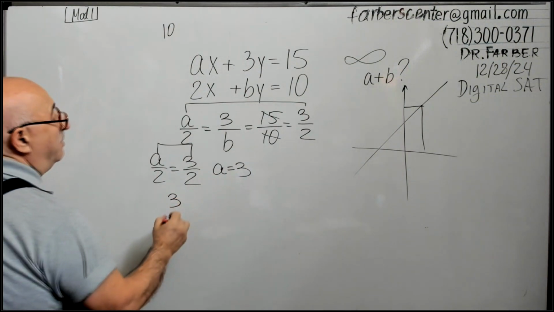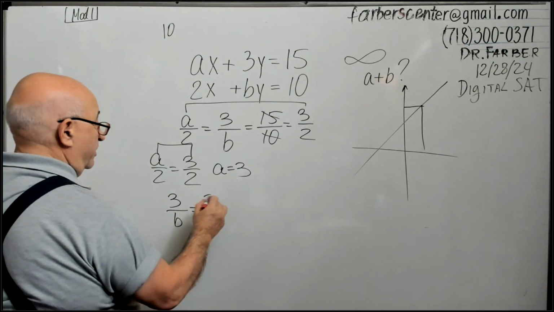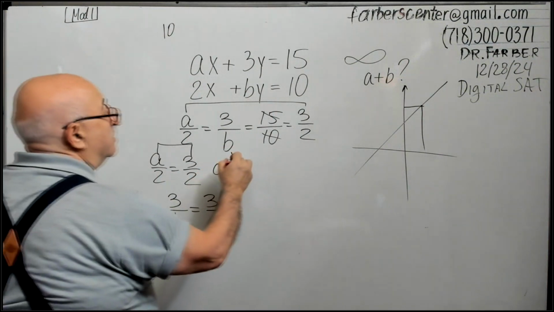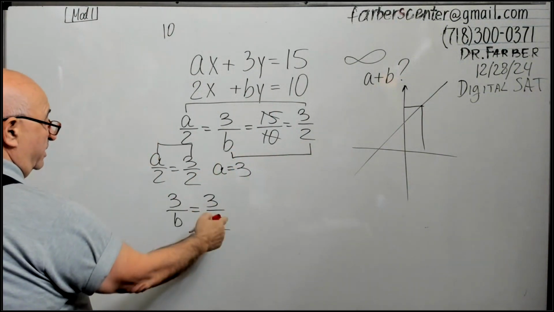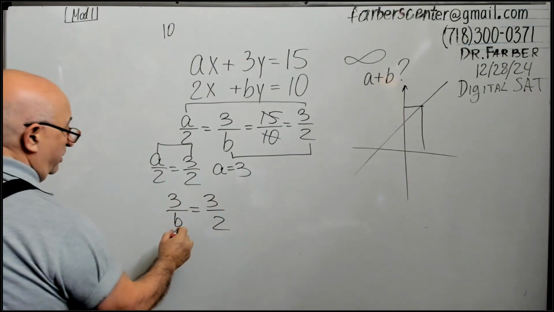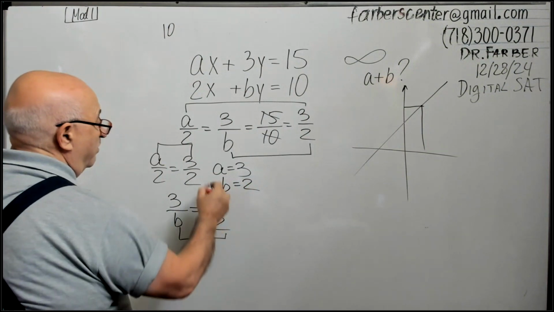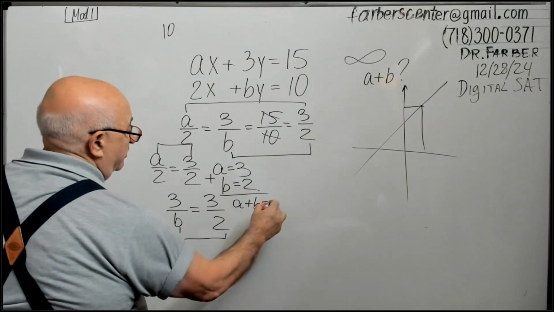And 3 over b equals 3 over 2. This guy. Fractions are equal, the numerator is the same, so the denominator is the same. b equals 2. Add them up, you get a plus b equals 5.